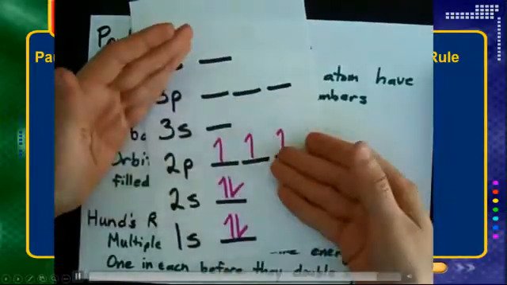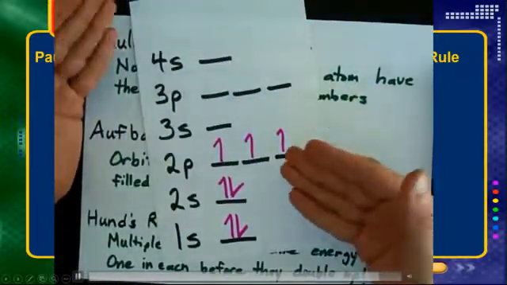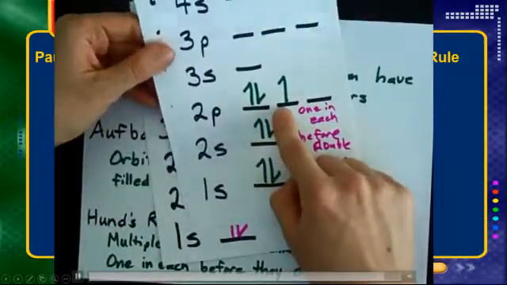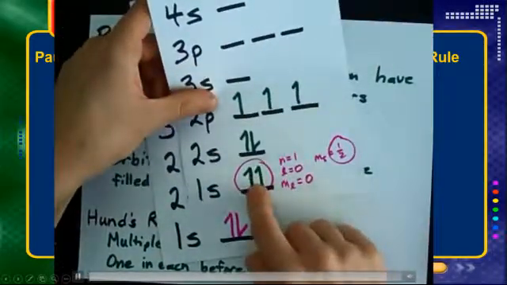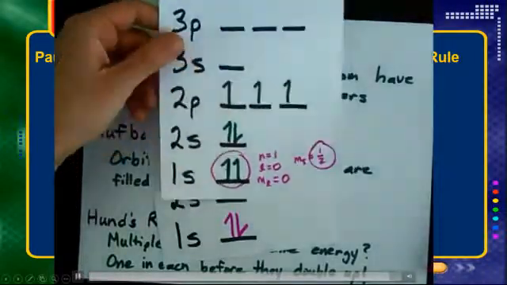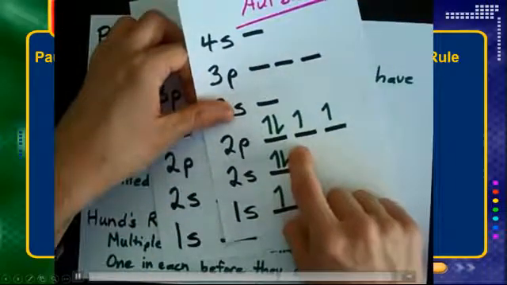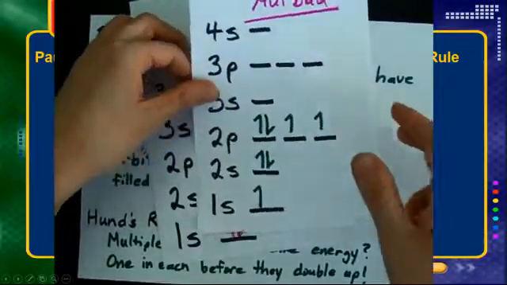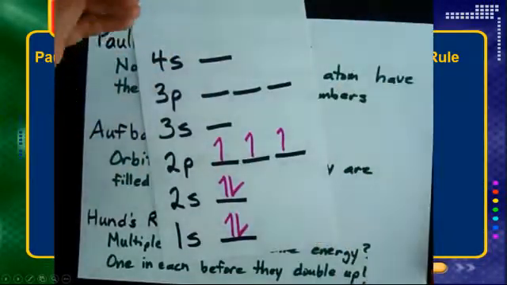Follow the rules and draw your electron orbital filling diagrams properly. Don't not spread them out. Don't have 2 spins the same in the same orbital. And don't not fill a lower orbital before you start cramming them in the top ones. Best of luck.